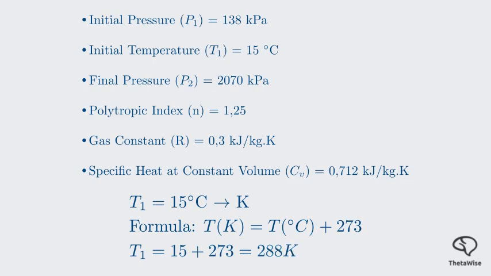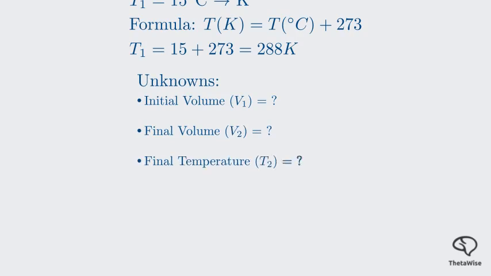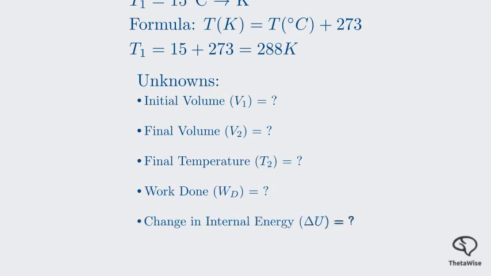Now let's list our unknowns, the quantities we need to find. We need to find the initial and final volumes, V1 and V2, the final temperature, T2, the work done, W, the change in internal energy, delta U, and the heat transfer, Q. Let's begin with part 1.1, which asks us to find the original or initial volume. The question is, calculate the original volume.